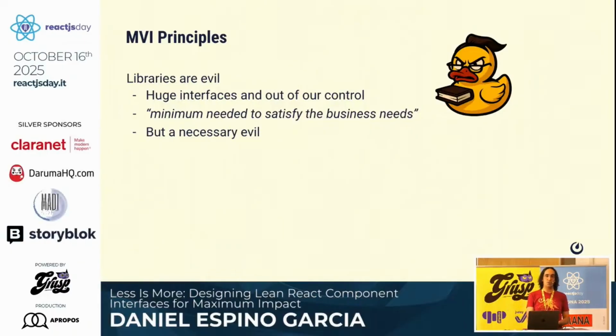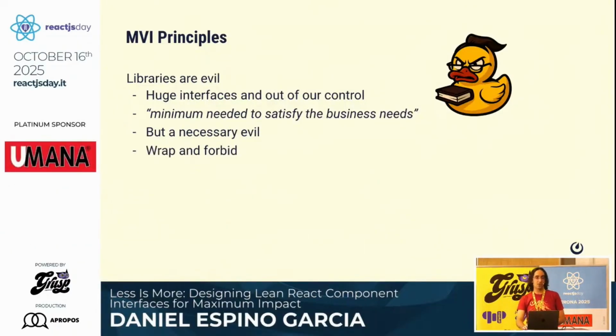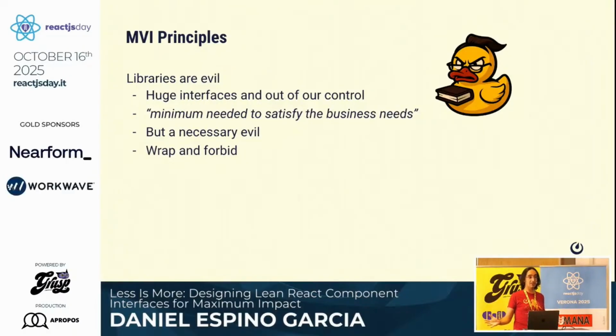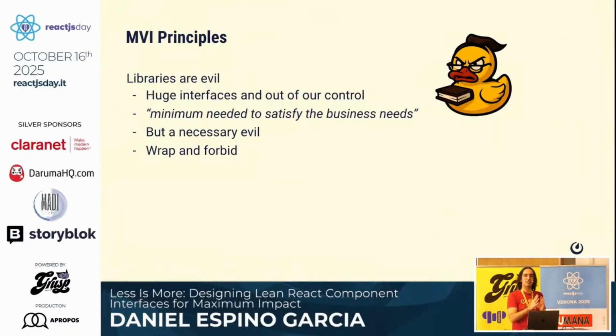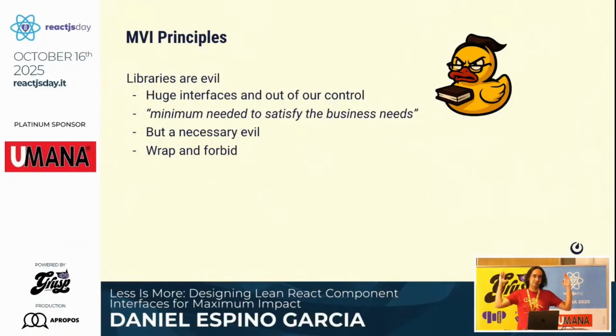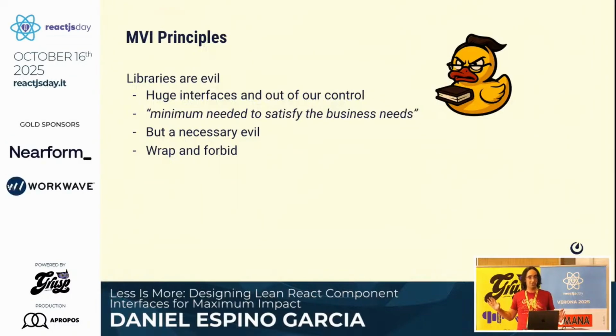So how do we ward off that evil? Well, simple. Wrap and forbid. You will create a wrapper around your library that will reduce the interface as much as possible. Like, hey, I need this huge library just for my buttons. Then I'm going to only expose the button component, nothing more.